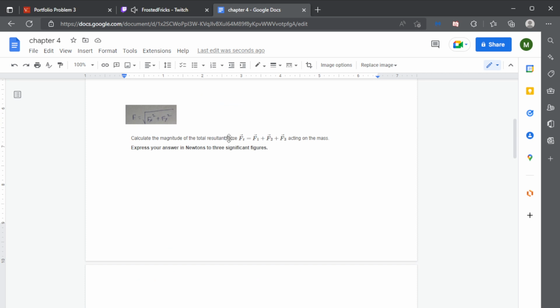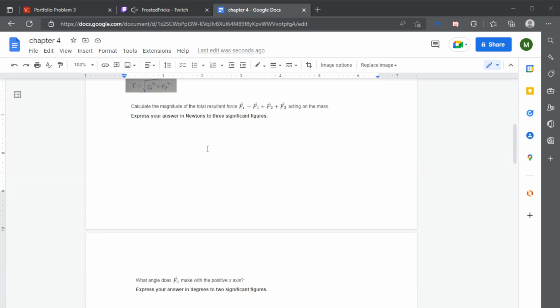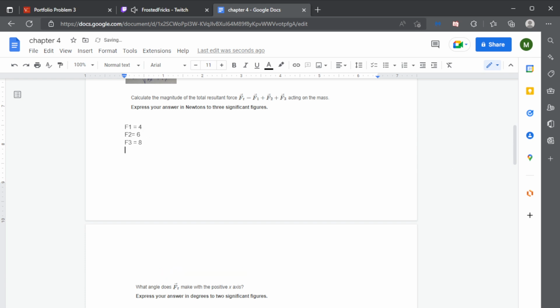To calculate the total resultant force, F net equals force 1 plus force 2 plus force 3 acting on the mass, and this will be the formula we're going to use. I'm going to show you how you do this. We already know the forces because they already listed the three magnitudes right here. So we're going to put them down. Force 1 is 4, force 2 is 6, force 3 is 8. So we put that down here.